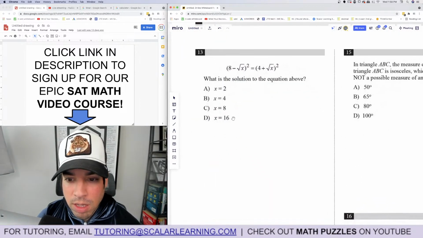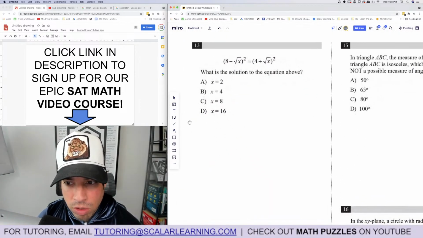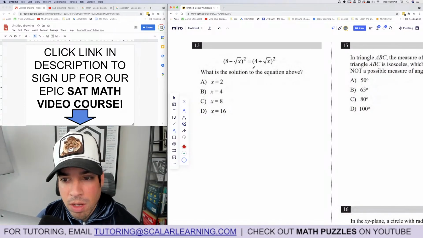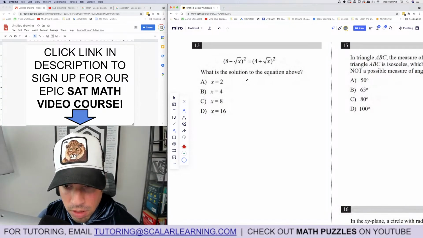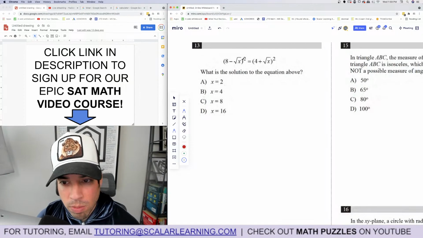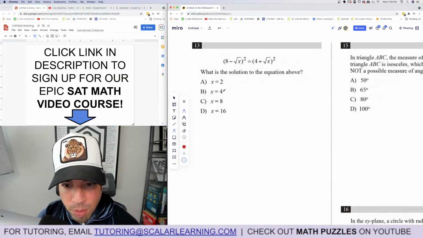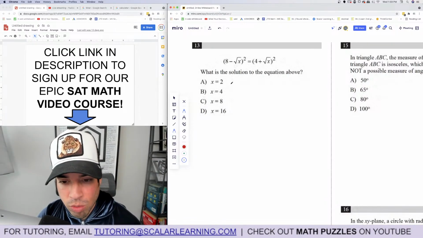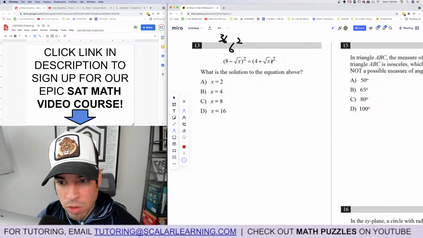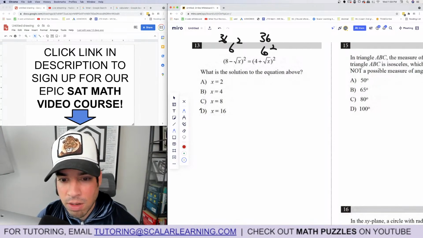Number 13. What is the solution to the equation above? All right, here we go. I am going to plug and chug. I'm not going to actually solve this because it's going to be way easier. So probably not 2 because it's not even, it's probably going to be 4 or 16. I'm just guessing because we're going to take a nice perfect square root. Square root of 4 is 2. 8 minus 2 is 6. 6 squared is 36. And 4, square root of 4 is 2. 4 plus 2 is 6. 6 squared is 36. And 4 is the winner.